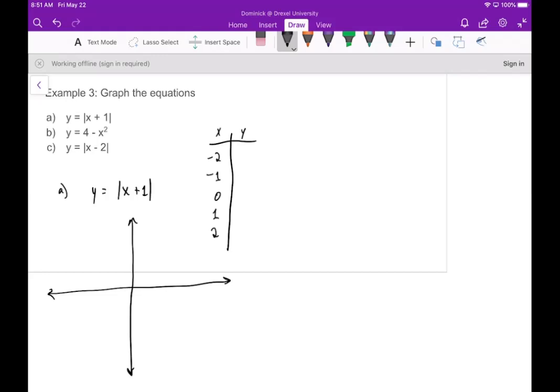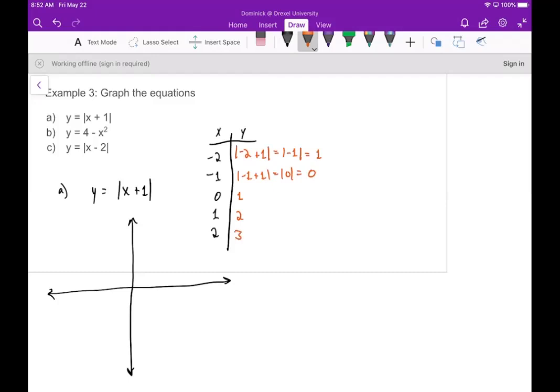Okay. Now to get the y values, we just plug each of our x values into our equation and see what we get. So your y value for -2 is going to be the absolute value of -2 plus 1, which is the absolute value of -1, which is just 1. When we do this for -1, we get the absolute value of 0, which is just 0. And then you can show that when you plug in 0, you get 1. You plug in 1, you get 2. And when you plug in 2, you get 3.